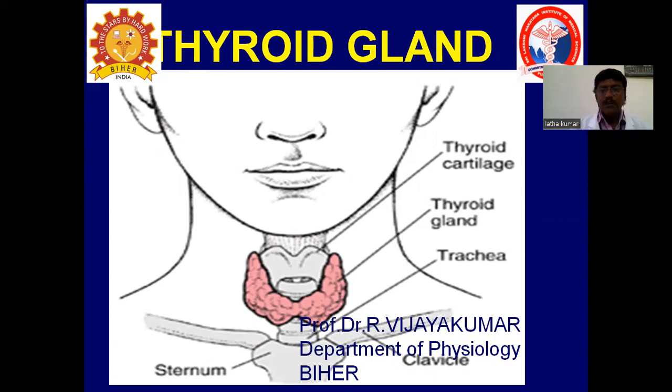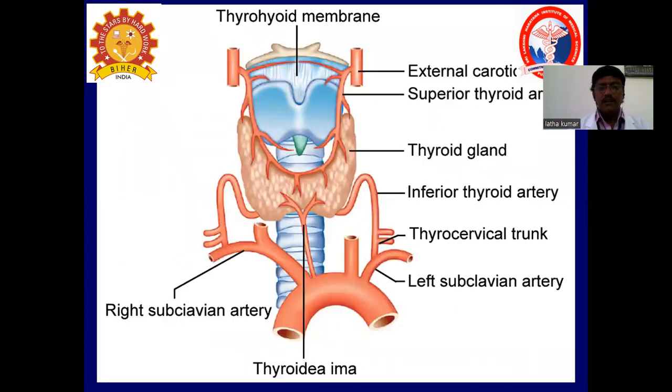Today I am going to talk about the thyroid gland, which is located in the neck of the human. The thyroid gland plays an important role in regulating all the functions of the body. This is the thyroid gland location. It is located just in front of the trachea, below the larynx, and has two extensions. This picture shows the blood vessels which supply the thyroid gland.